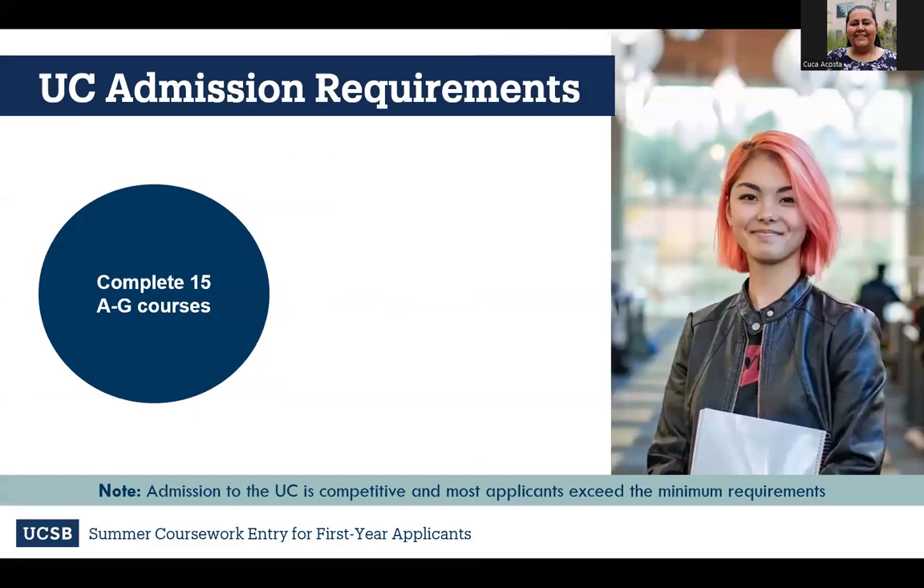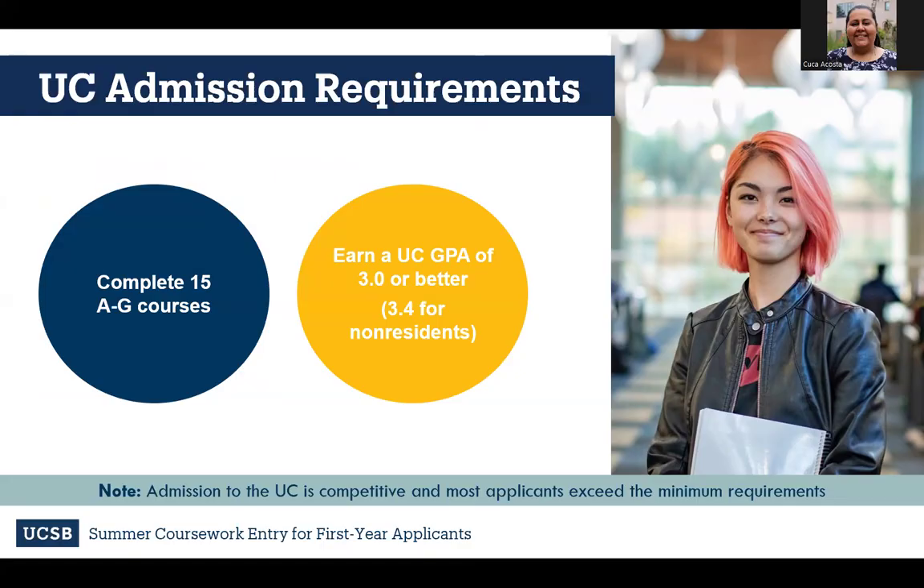So let's go ahead and get started with an overview of the two main requirements for UC admissions for first year freshman applicants. So the very first requirement is going to be the completion of the 15-unit course pattern, which is going to be those A through G subject areas. And we'll dive into that a little bit further in depth in just a second. Now, that second criteria is going to be students earning a UC GPA of 3.0 for California residents, 3.4 for my non-California residents. And these are the two baseline eligibility requirements for UC admission.